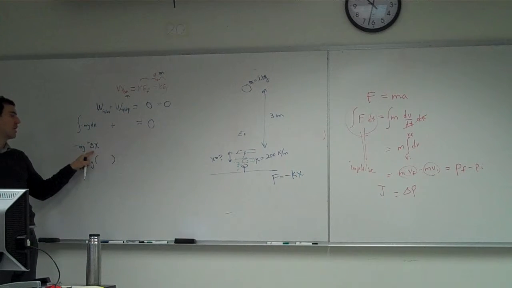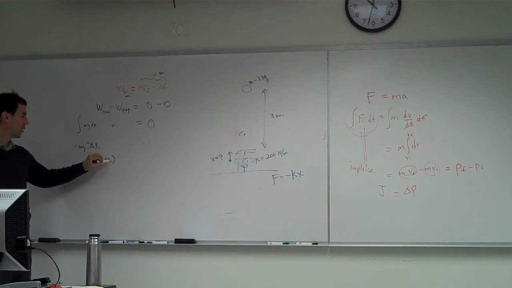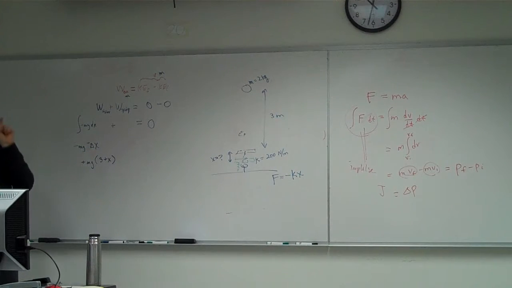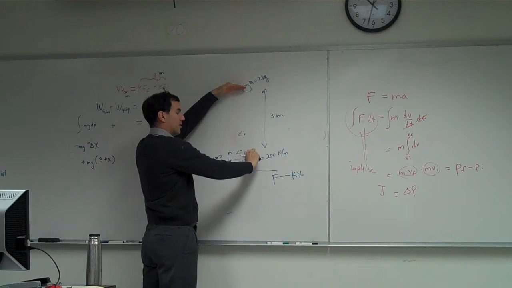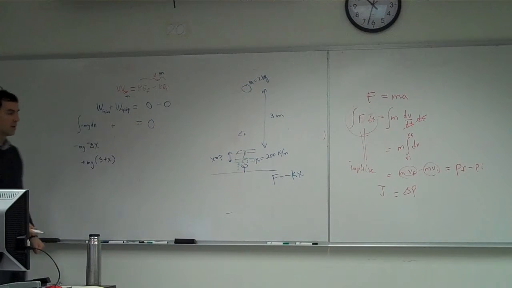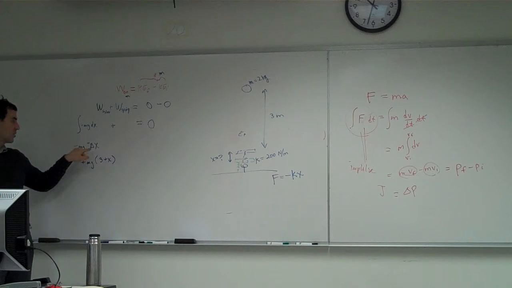What is the total change in position of the blob in this problem? 3 meters plus x. Yes. It went down an amount of 3 plus x. It went down 3 plus an additional x. So the work done by gravity turns out to be positive. The reason it's positive is that the change in position was negative and the force of gravity was negative.